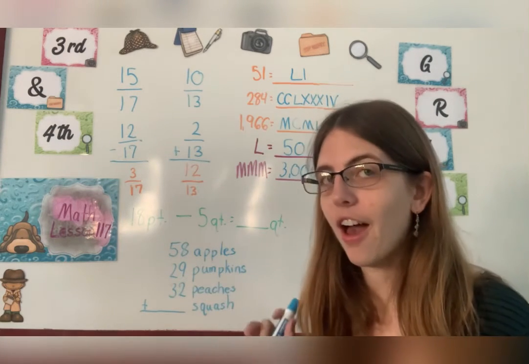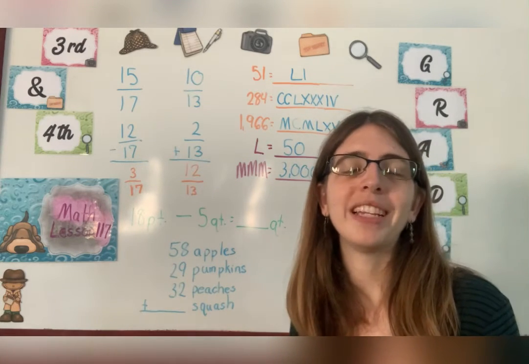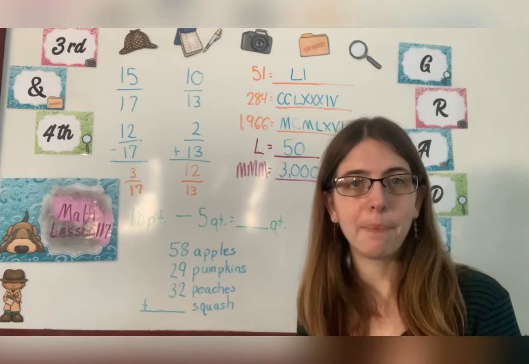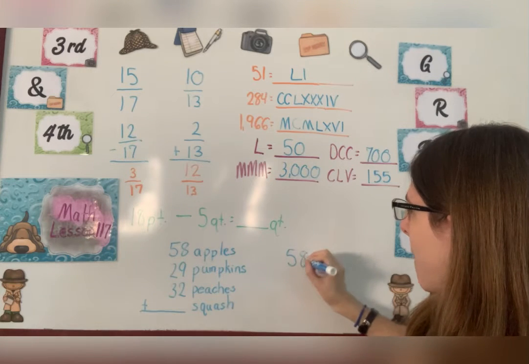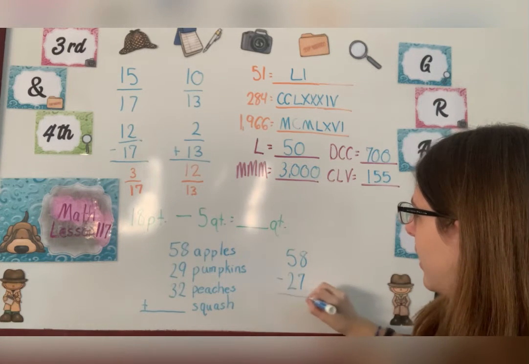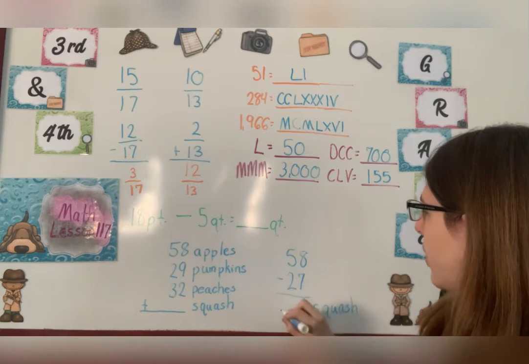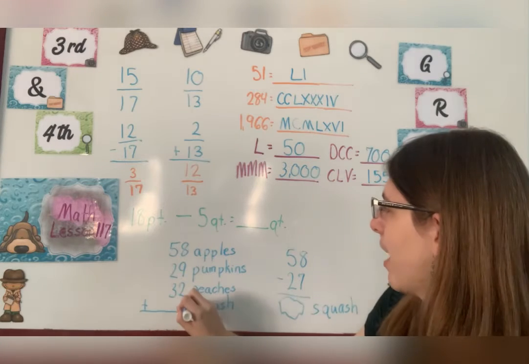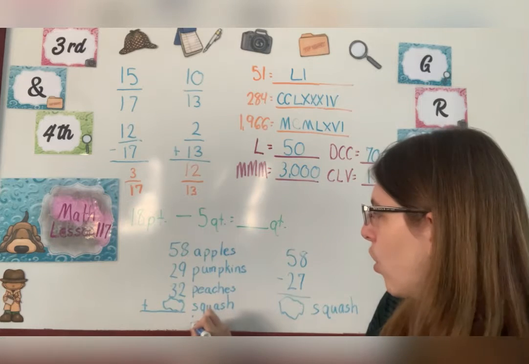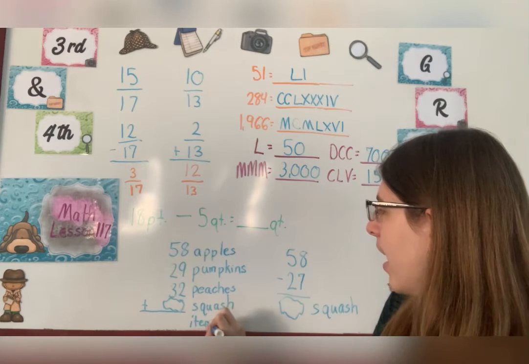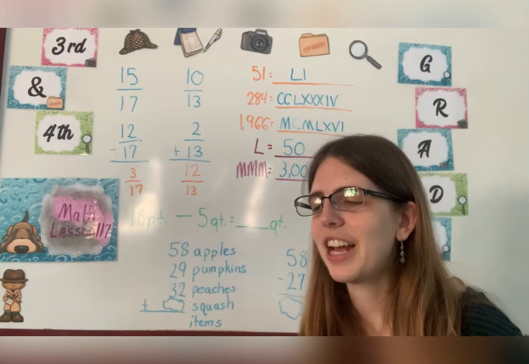Squash, they didn't sell 27 squash. They sold 27 fewer squash than apples. So that means it's the number of apples, which is 58, minus 27 to get the number of squash. So you're going to find that answer and then put that here for squash and add it up to find the total number of items. Okay? All right.